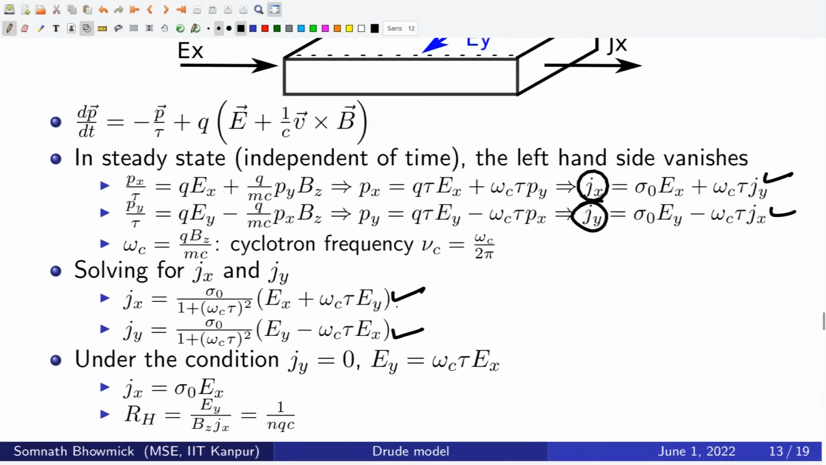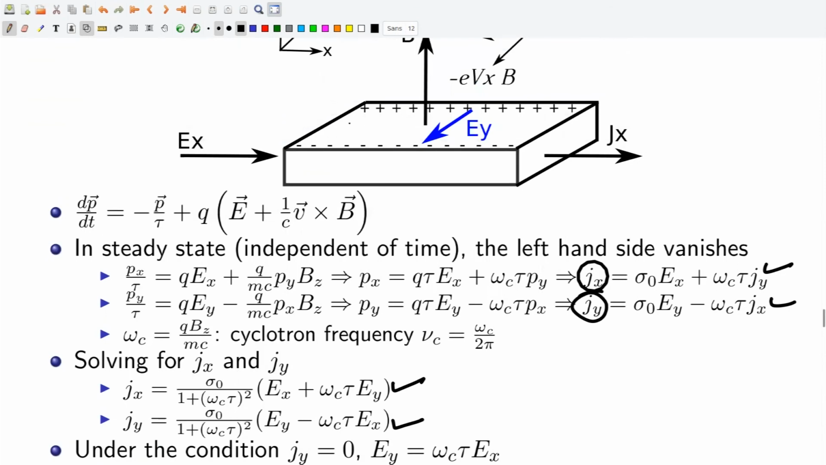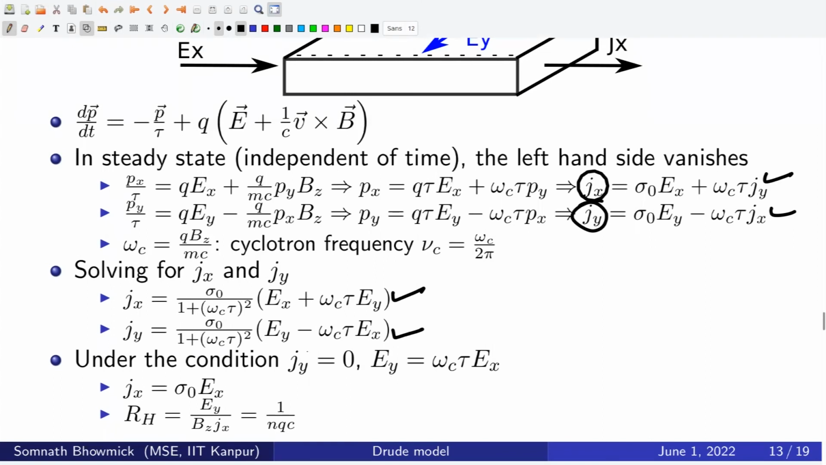Now, in steady state, we know that there is no current in this direction. The current is only in the x direction. So that means in steady state, Jy is equal to 0. So if we put Jy equal to 0 in this equation, then we get Ey is equal to omega C tau Ex. And now, if we replace Ex in this equation, then we get these two equations. Jx is equal to sigma naught Ex and RH is equal to Ey Bz by Jx, which is equal to 1 by NQC.